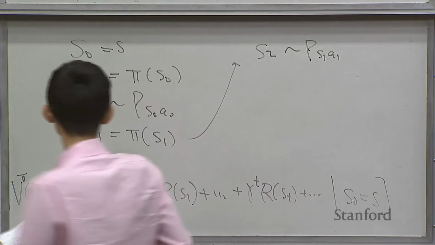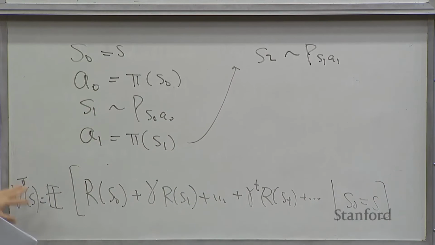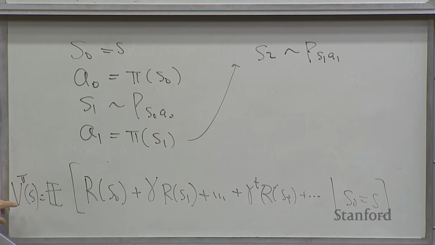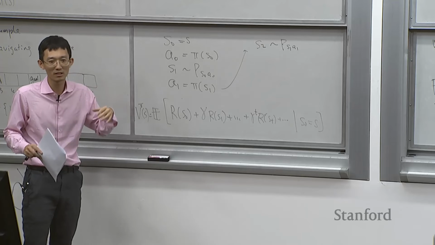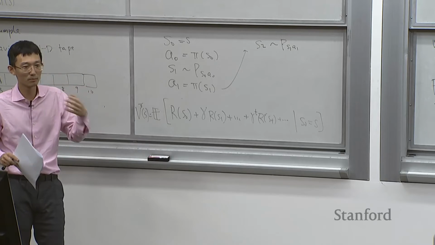Okay, so why am I defining this? There are two reasons. One reason is that this captures the value of the state S. If the state S is good, that means this state is a good initial state: if you start with this state, you can accumulate more rewards.